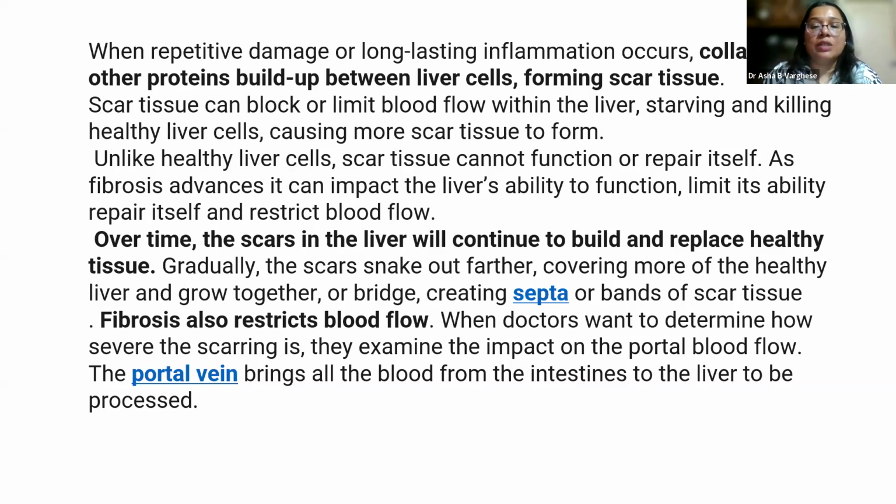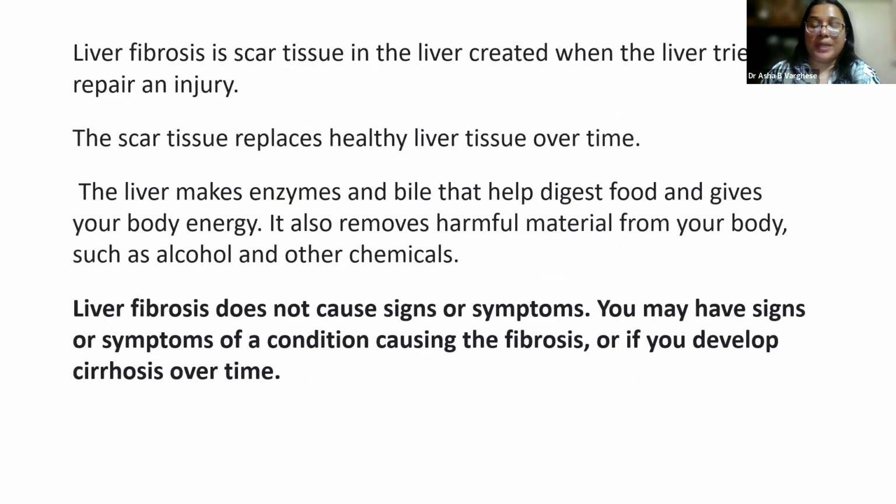Gradually, the scars snake out further, covering more of the healthy liver and grow together, or bridge, creating a septa or band of scar tissues. Fibrosis also restricts blood flow, and when doctors want to determine how severe the scarring is, they examine the impact on the portal blood flow. That is, the portal vein brings all the blood from the intestines to the liver to be processed. So this is nothing but us explaining how the scar tissue forms and eventually there is no proper blood flow to the place.